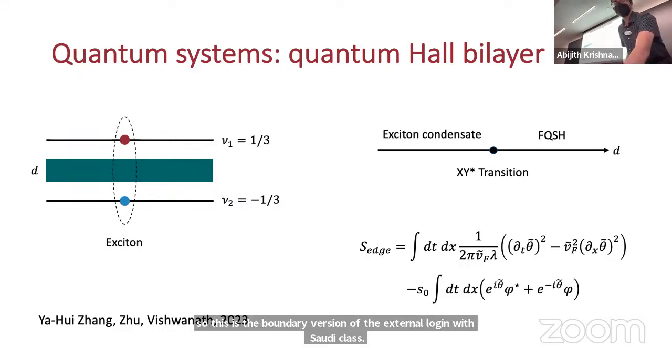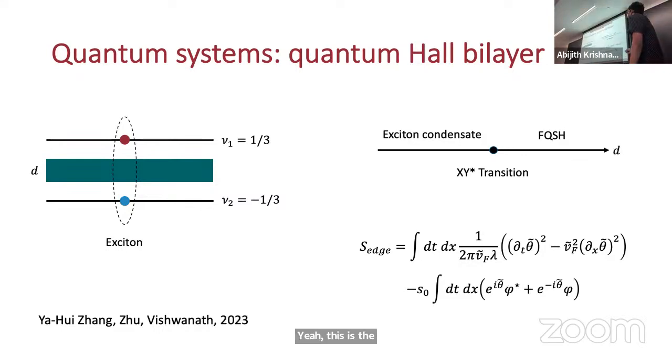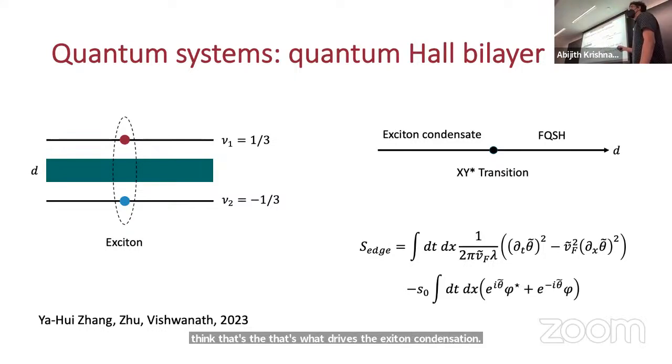Does this account for interactions between the two layers? I think that's all included in this bulk transition here. I think that's what drives the exciton condensation. Oh, you said that what drives the exciton condensation is the displacement field. Yeah, but I think the displacement field just encourages it even more. I'm not exactly sure about the microscopic details. I just know that this transition is XY star.